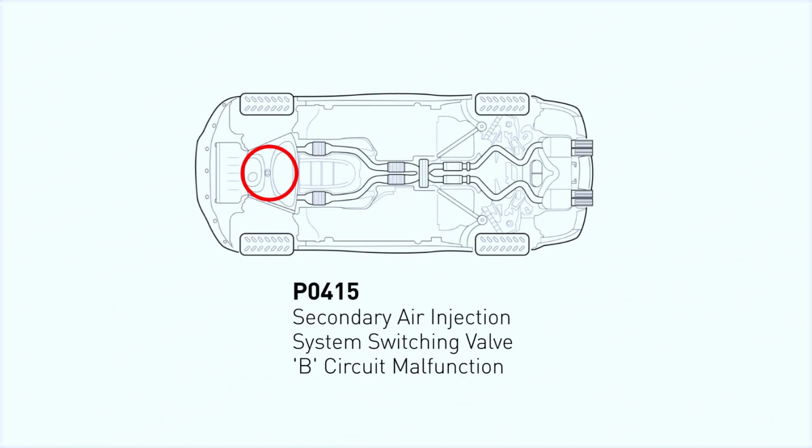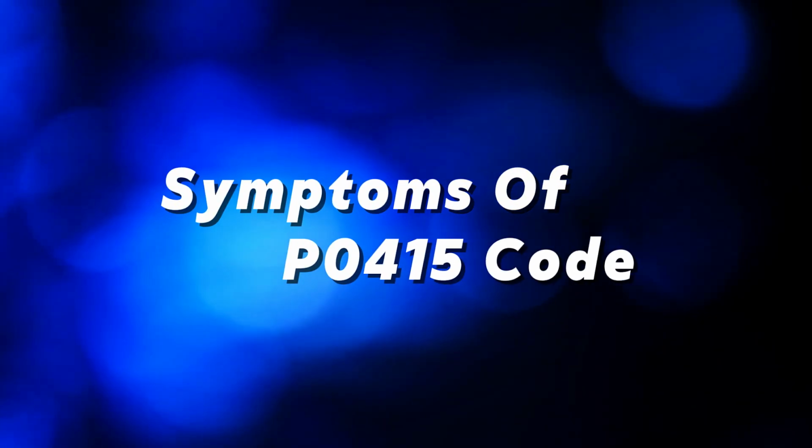The OBD2 code P0415 indicates a secondary air injection system's switching valve circuit shorted, meaning there's a problem with the electrical circuit controlling the secondary air injection system's switching valve.